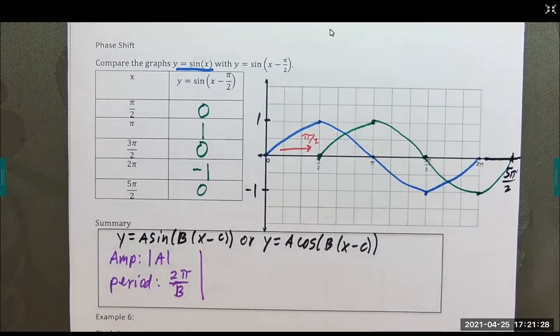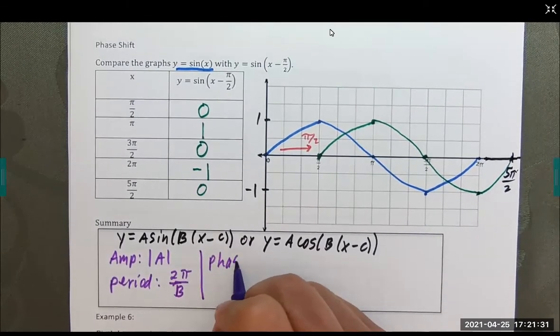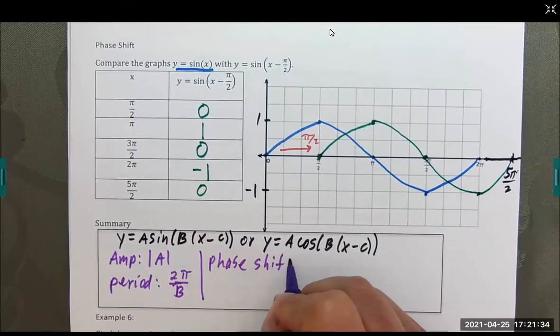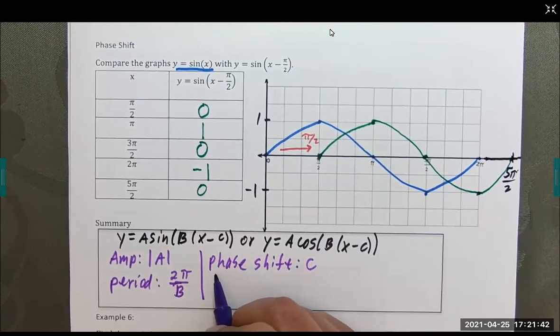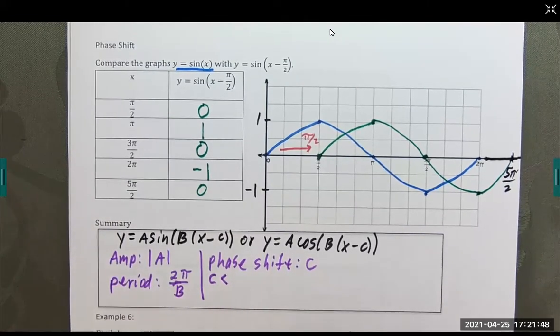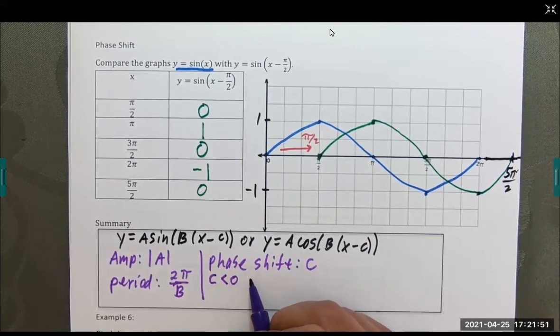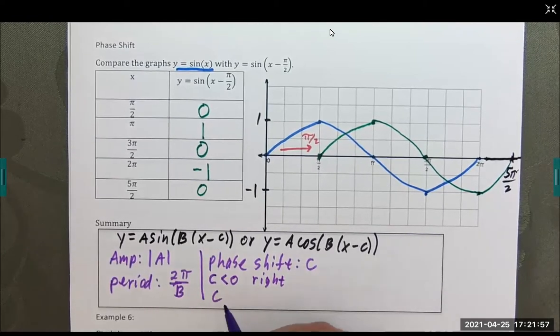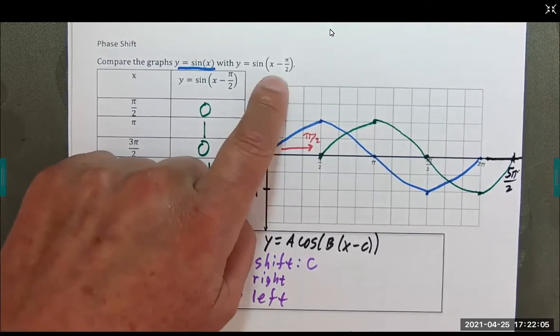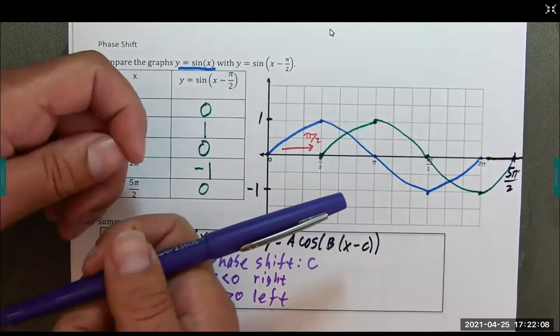And now we can say that the phase shift is c. Notice it's the opposite sign. And if c is negative, then it shifts to the right. If c is positive, then it shifts to the left. So in our example here, it was negative, so we went to the right that way.